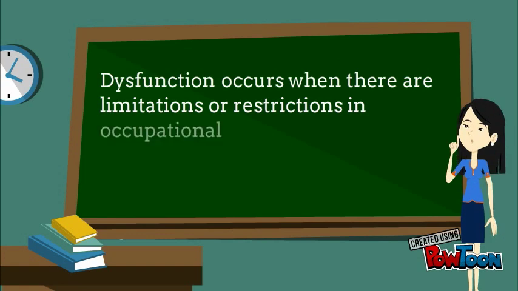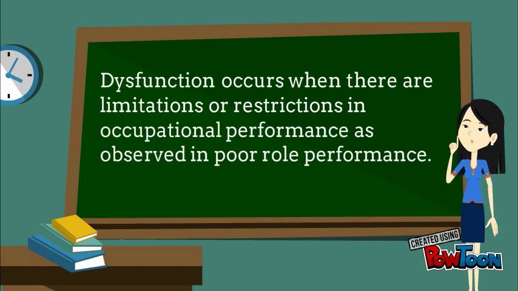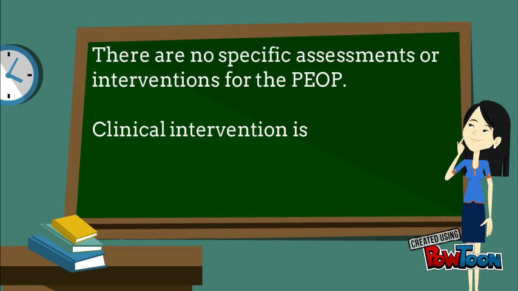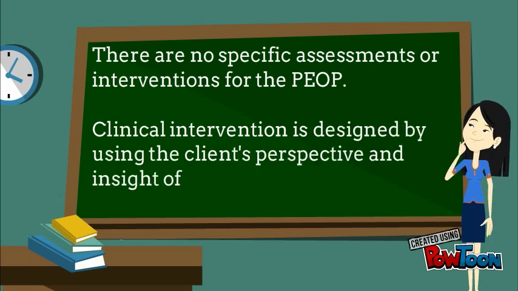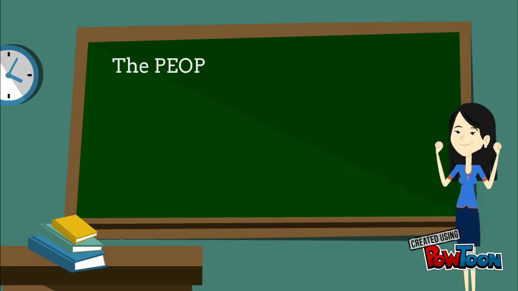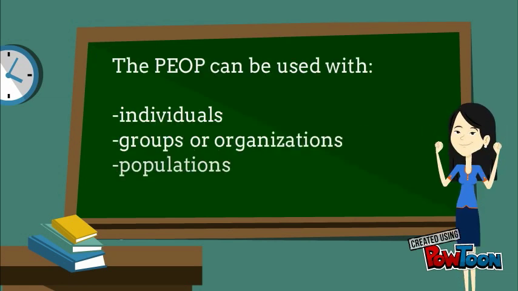Dysfunction occurs when there are limitations or restrictions in occupational performance as observed in poor role performance. There are no specific assessments or interventions for the PEOP. Clinical intervention is designed by using the client's perspective and insight of occupational performance. The PEOP can be used with individuals, groups or organizations, and populations.